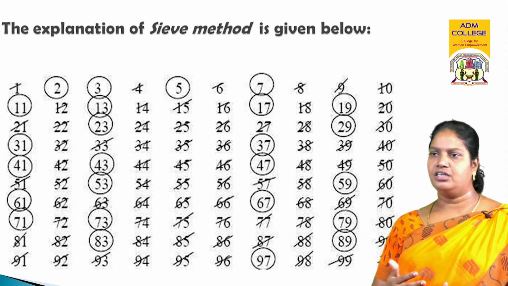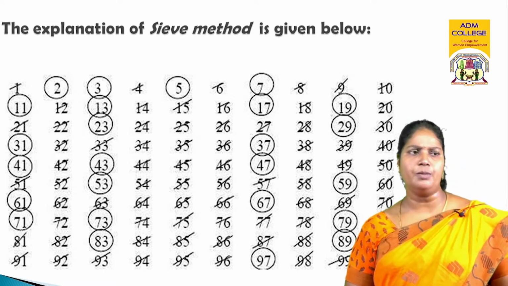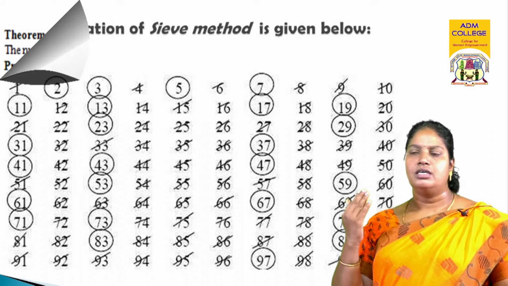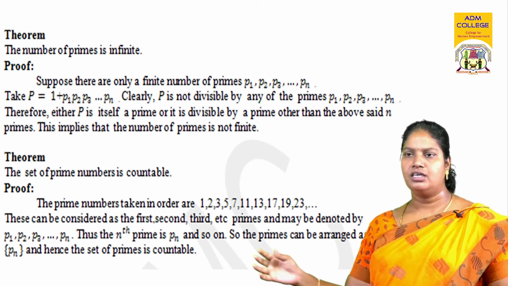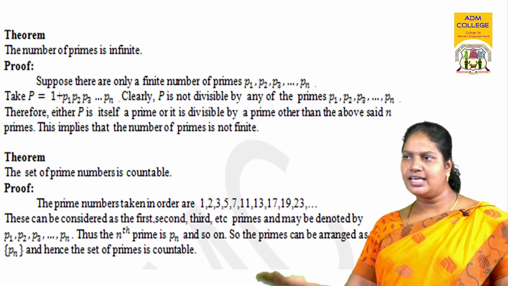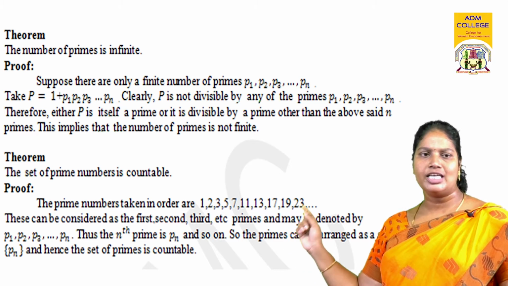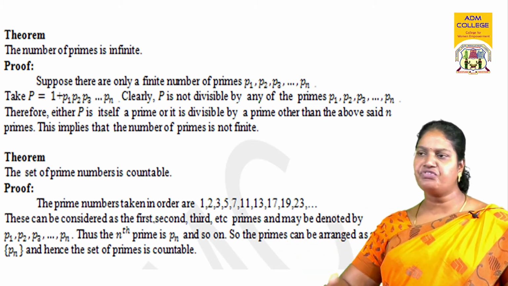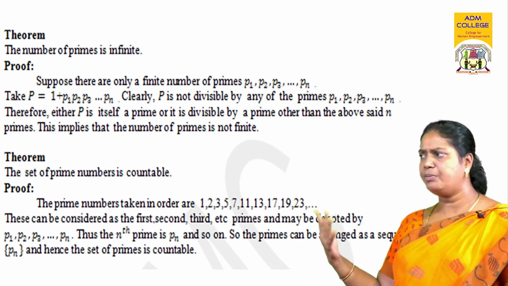Euler tried and proved that the number of primes is infinite. We can also easily prove that. For example, if we assume that the number of primes is finite, let us take P1, P2, P3 and so on, Pn as the only prime numbers. But we can construct another number by taking capital P equal to 1 plus P1 into P2 and so on, Pn. Then we can observe that P is not divisible by any of the prime numbers P1, P2 and so on, Pn. So it may be a prime number or it may be a composite number.